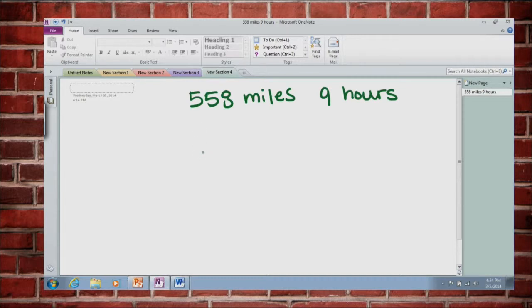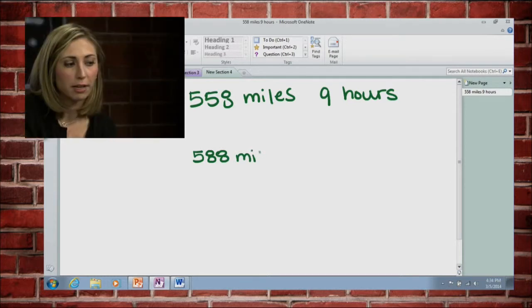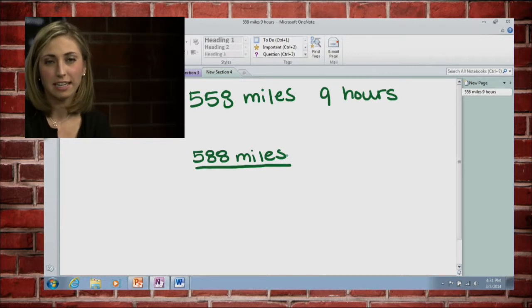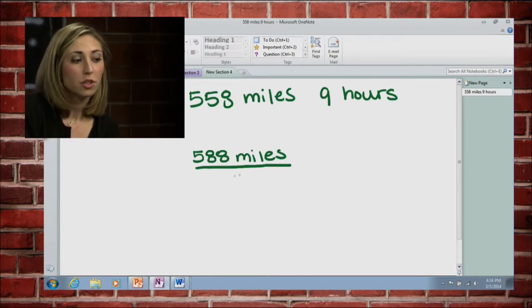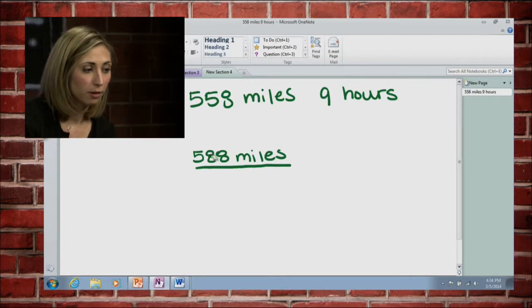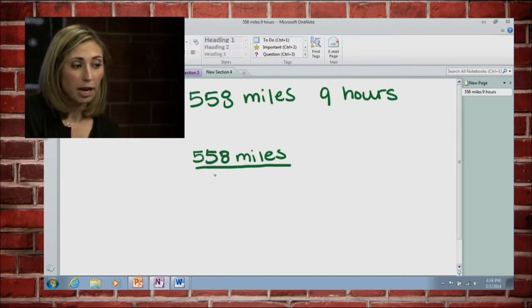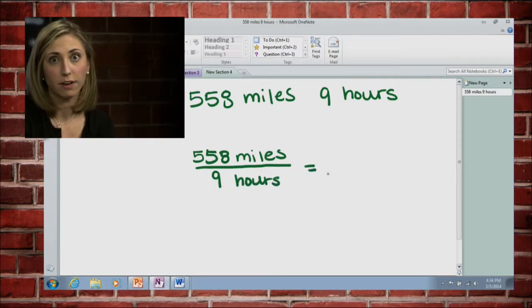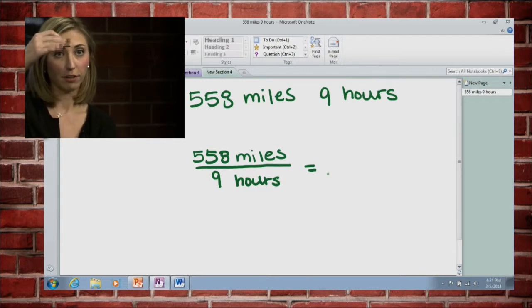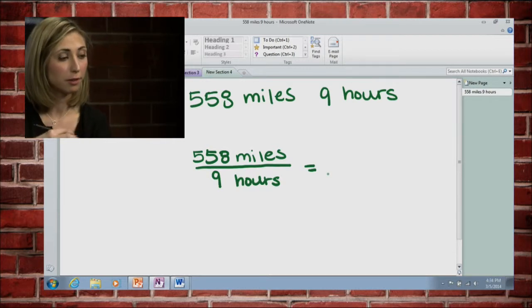So if you said it's a ratio proportion problem, we would want to set it up as a ratio. It doesn't matter what goes on top, but I like to put miles on top of your fraction because usually you hear it and see it as miles per hour. So I would put 558 miles on the top of your fraction. And then on the bottom, I would put 9 hours. So for every 9 hours this person goes, they're traveling 558 miles.